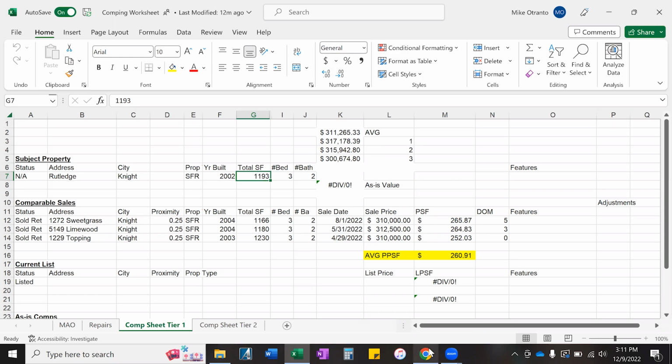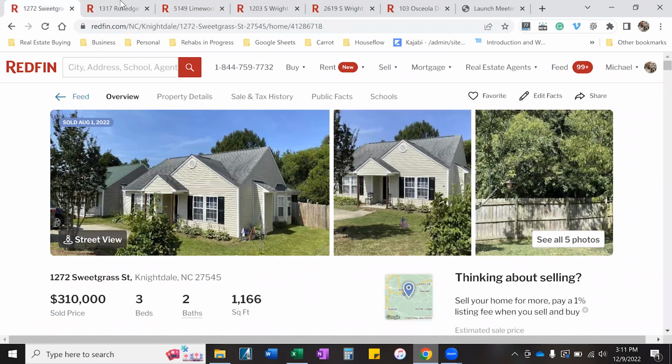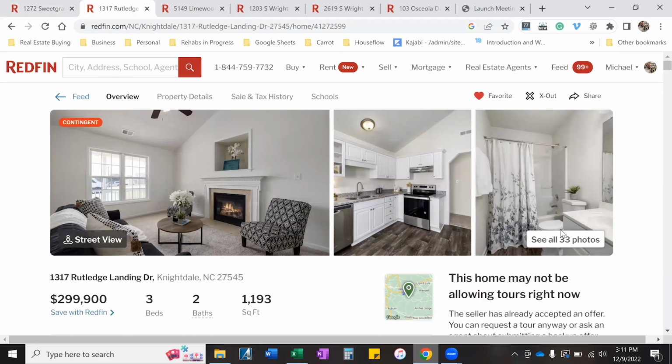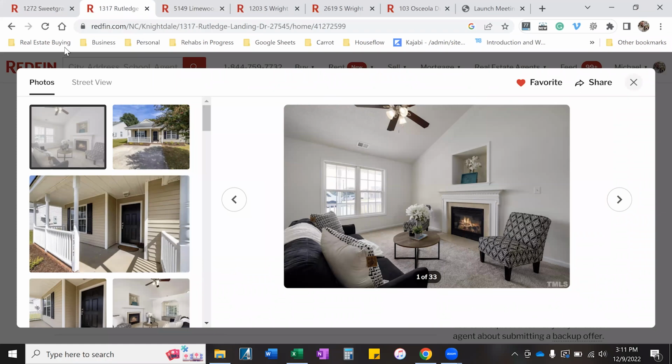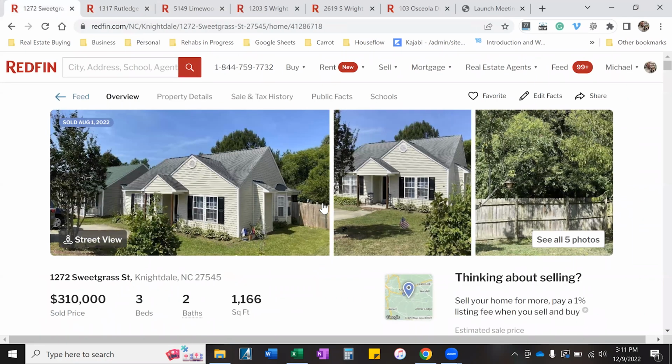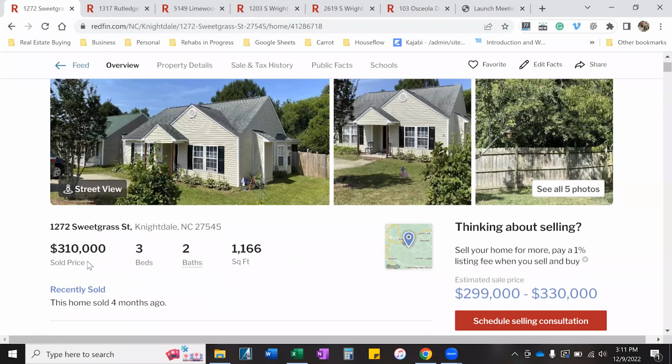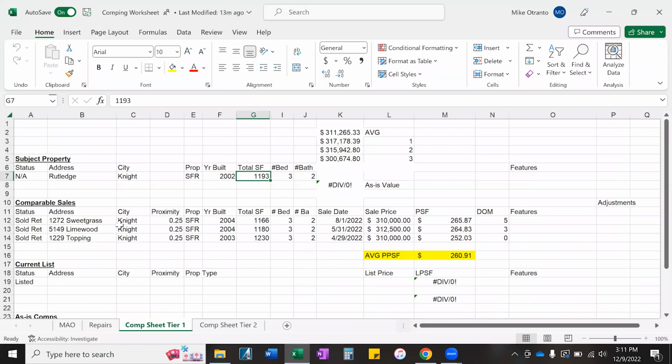So 1272. Well, let's go to Sweetgrass, which is this one. Now how does this house compare to my subject? If you look at the exterior, I mean, it's a ranch. It's very similar. So this is a good comparable. Vinyl siding, 3 bedrooms, 2 baths, 1166 square feet, sold at 310. So if we go back to our sheet, what I'm going to do is take the address, city. Now it's within a quarter mile. Ideally, we want as close as possible. A quarter mile is great. We want to stay within 1 mile with single family residential flipping. Single family residential, 2004, 1166 square feet, 3.2.